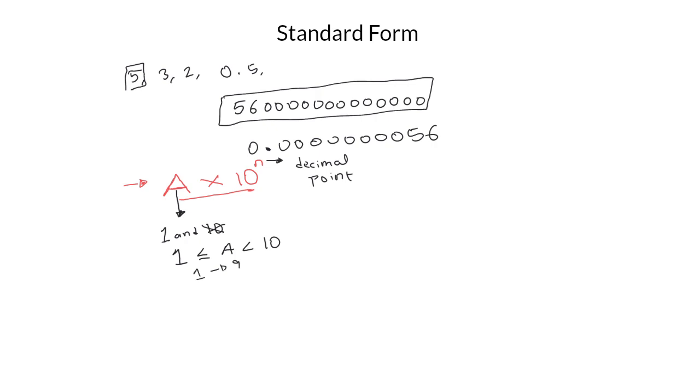Again, A can be 1.1, right? 1.2, 5.2, 3.6. It just cannot be 11. It cannot be 20. It cannot be 30. It cannot be 36. It cannot be 100 or anything. It just has to be a number between 1 and 10. Now, if you keep all of these things that I've said so far in your mind, then you are ready to write numbers in standard form.